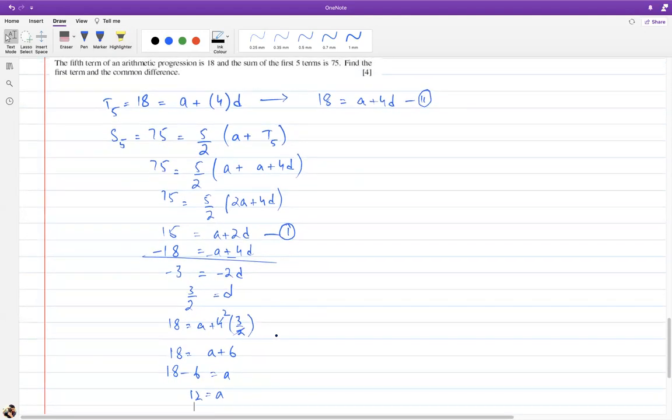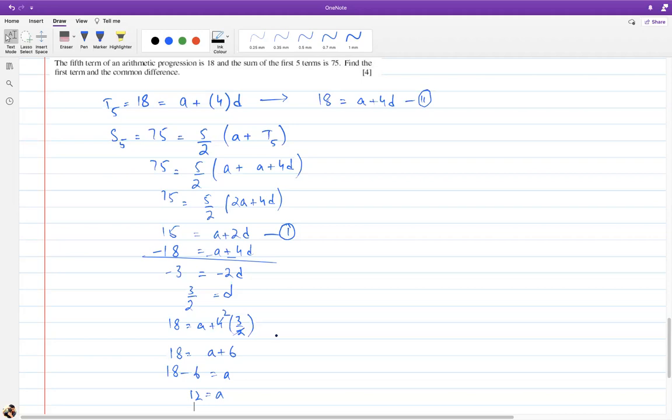Read through it. Tell me if there's anything you don't understand. Sir, understood. Very good. So that's arithmetic progression, and these are the kinds of questions that you will see in arithmetic progression.